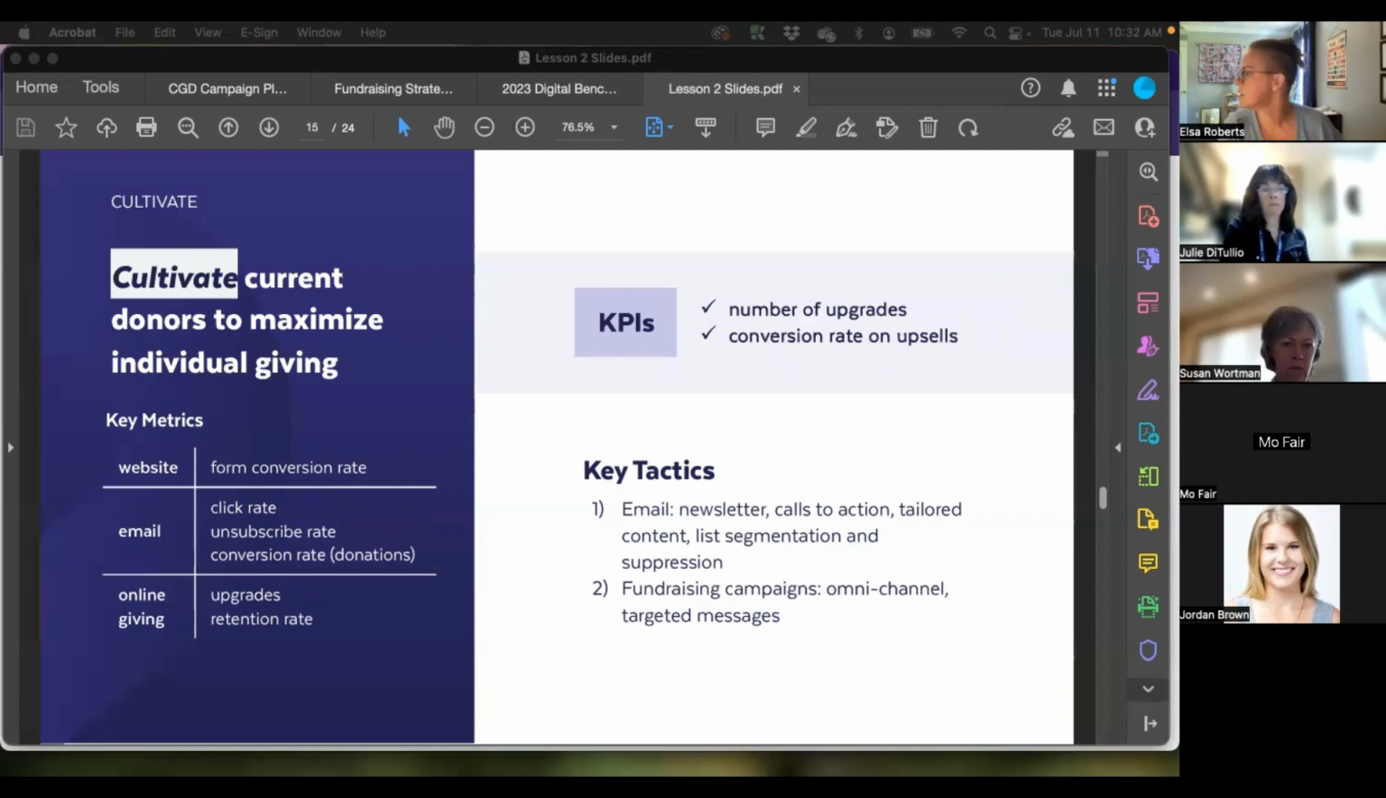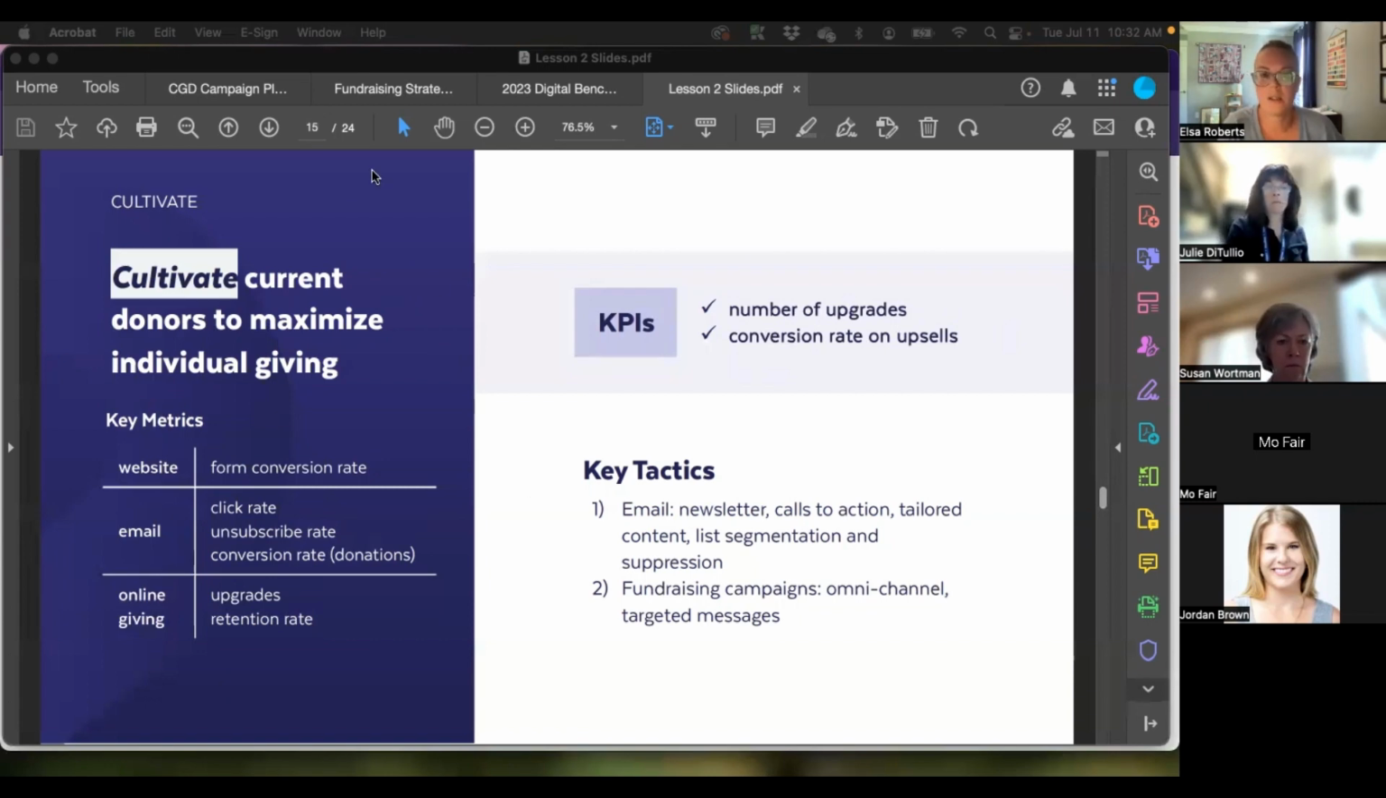Jordan is saying in comments, remember that your organization has built-in retention reports. That's right, which is a really great feature of MightyCause for sure. That's really important.